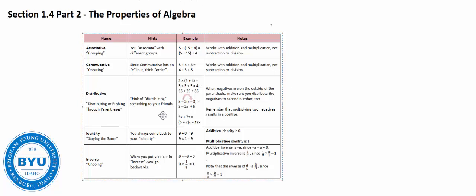Welcome to section 1.4 part 2, where we will be discussing the properties of algebra. Now, last week we talked about the real number Death Star. There are some properties that exist in the Death Star that keep it together. Maybe you want to call it the Force, I don't know. But today we've got to learn about these properties.